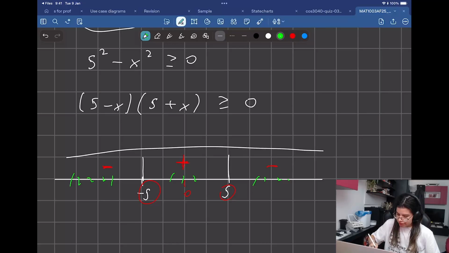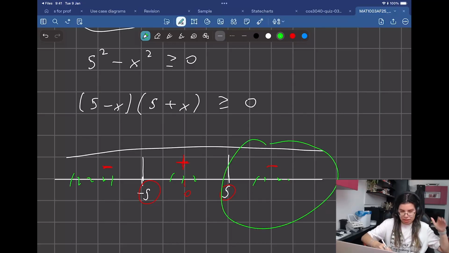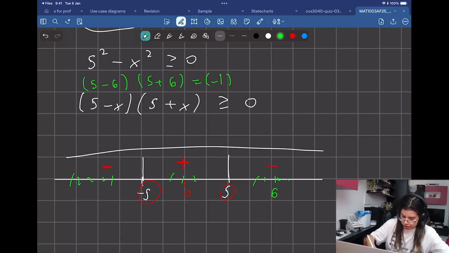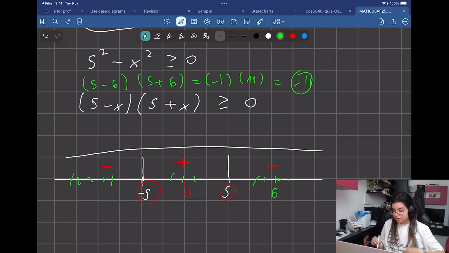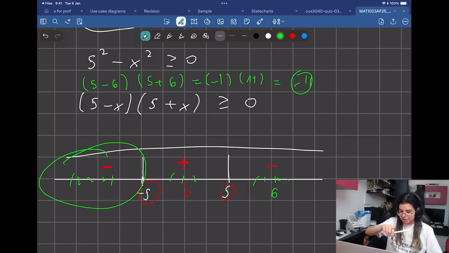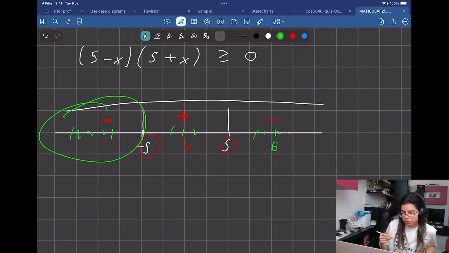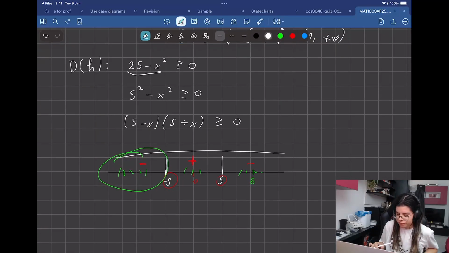So you just pick a random value in the third interval. So it needs to be from 5 onwards. Let's say, I don't know, just 6. And then we're going to have 5 minus 6 times 5 plus 6, which is -1 times 11, which is -11, and it's negative. So my assumption that the sign is going to be a minus was correct. And then you can do the same for that last interval. You just pick, for example, -6, you plug it into the equation and you check the sign, right? I'm not going to do it now, but I already showed you with 2 examples, so I hope it's clear.